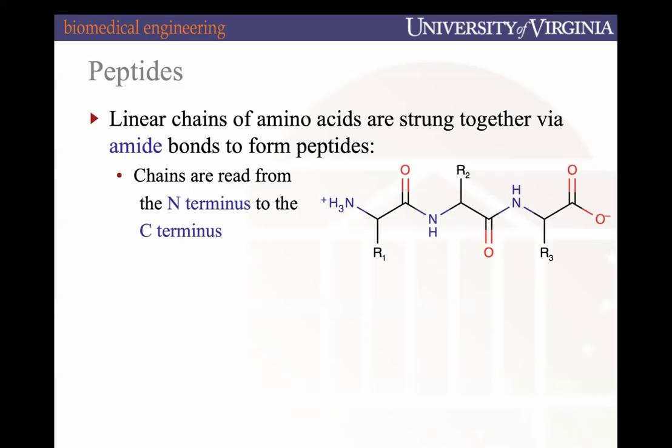I'll refer back to Legos a lot when talking about amino acids and proteins. Amino acids are each of the individual Legos, and the protein is the completed structure of Legos that creates something. And so a peptide is a linear chain of amino acids that are strung together, and they're usually held together by a specific kind of bond called amide bonds.